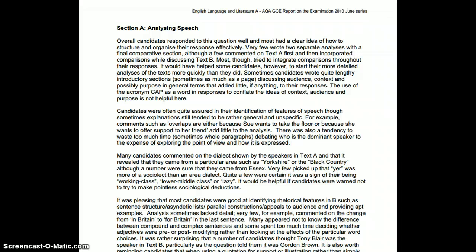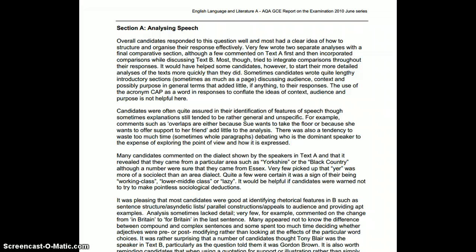Candidates were often quite assured in their identification of features of speech, though sometimes explanations still tended to be rather general and unspecific. For example, comments such as "overlaps are either because Sue wants to take the floor or because she wants to offer support to her friend" add little to the analysis. What the student has done there is describe what overlaps do generally without applying it to the extract. You need to pick out the specific overlap and discuss why it's being used in that context and in that situation.